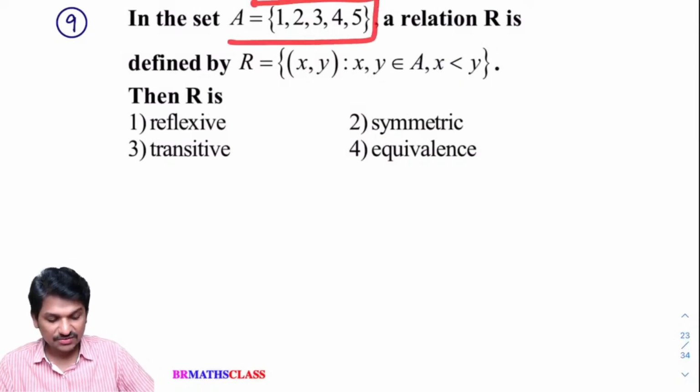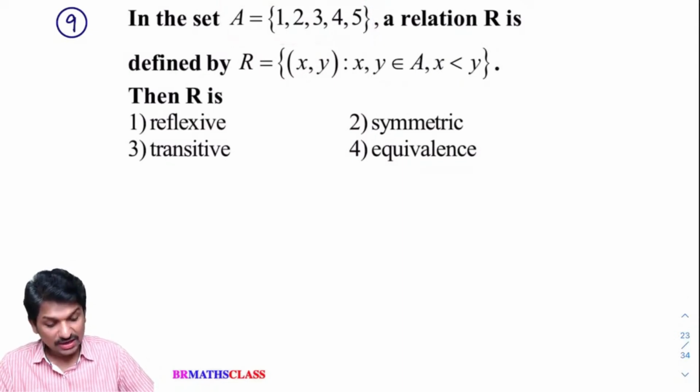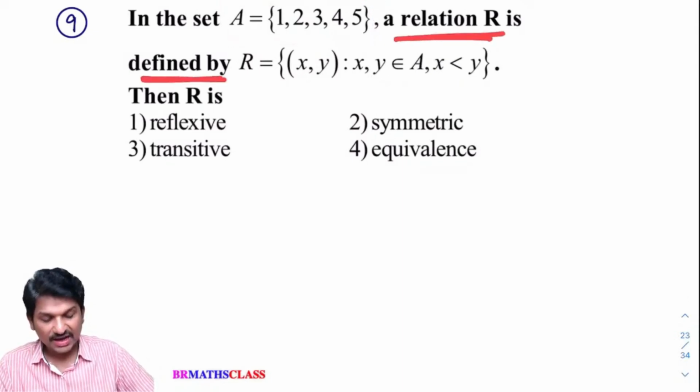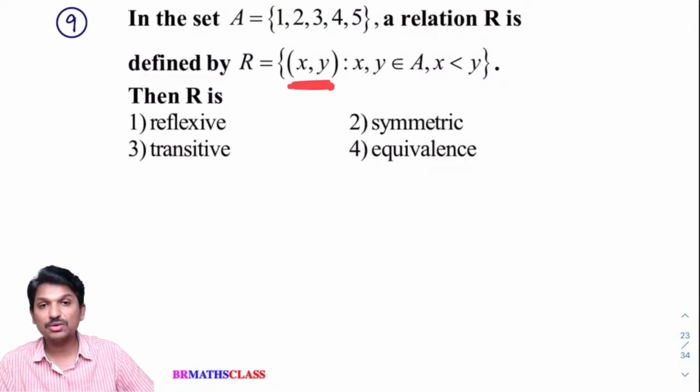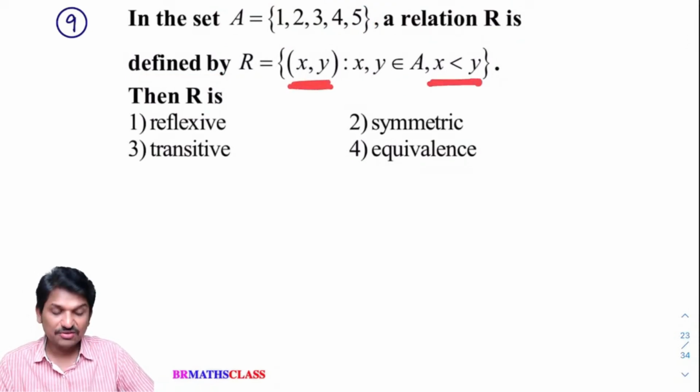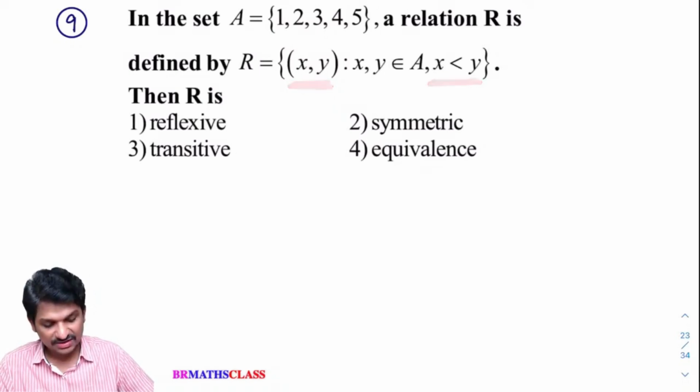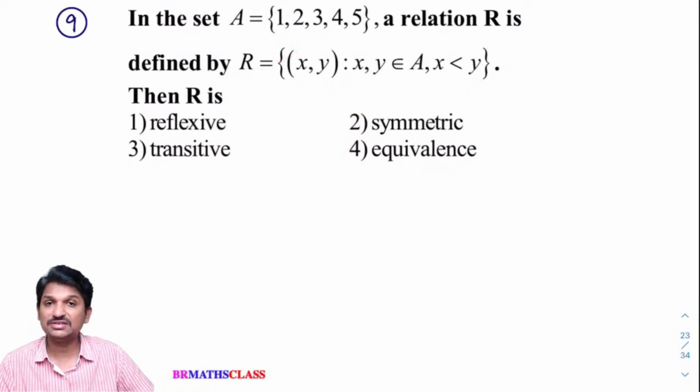Here set A is {1, 2, 3, 4, 5}. The relation R contains the set of all ordered pairs (x, y) such that x is less than y. Now you need to check whether this relation is reflexive, symmetric, or transitive. What type of relation it is, that is what they are asking.